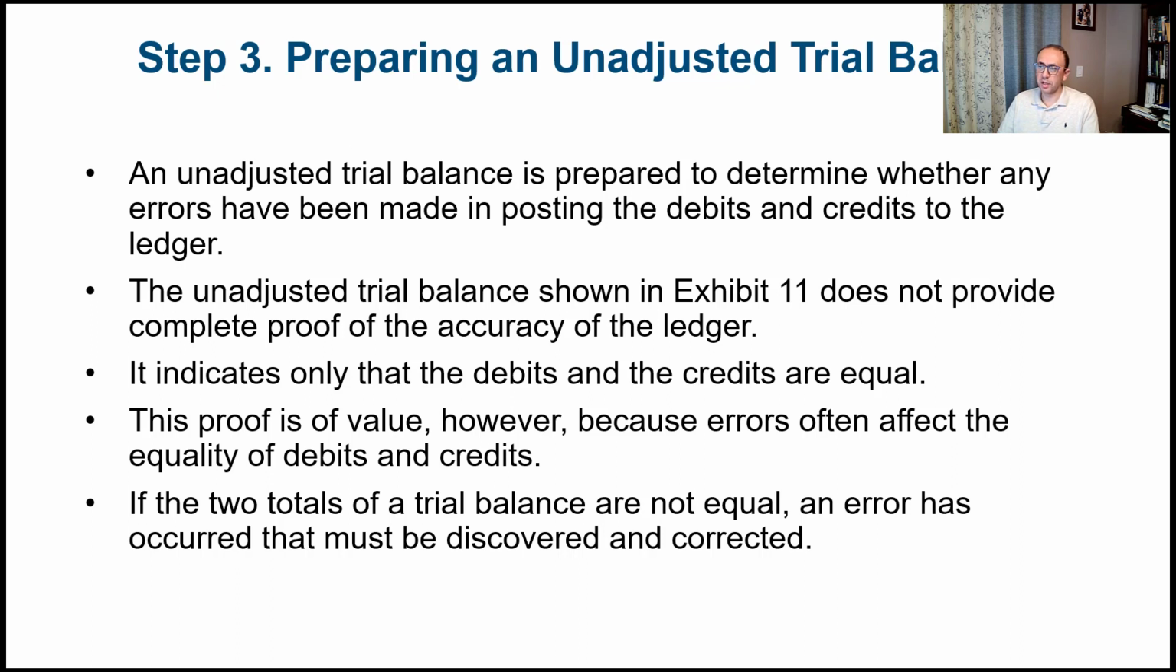So this proof of value, however, is useful because errors often affect the equality of debits and credits. If the two totals of a trial balance are not equal, an error has occurred that must be discovered and corrected. And normally, if we find that the debit and credit are not balancing, then we have to go back and check where this problem is coming from.